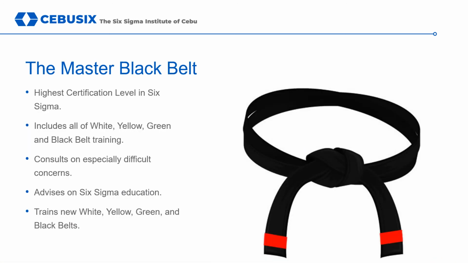The Master Black Belt is the highest certification level achievable for Six Sigma. Within a business organization, Master Black Belts usually manage black belts and green belts, consult on especially difficult project concerns, offer advice and education about challenging statistical concepts, and train others in the Six Sigma methodology. While it is possible for a green belt to train yellow belts and for a black belt to train yellow belts and green belts, most of the training is provided by or at the direction of a master black belt.